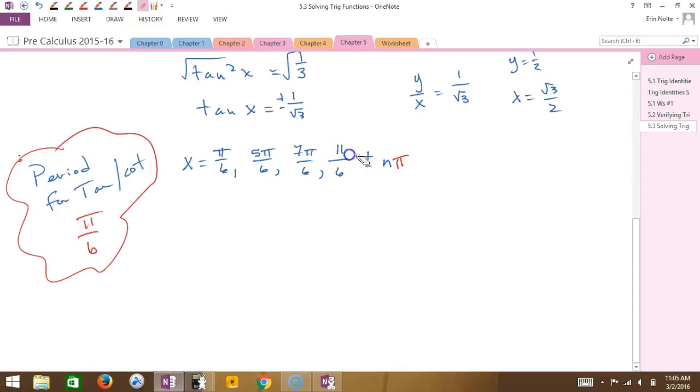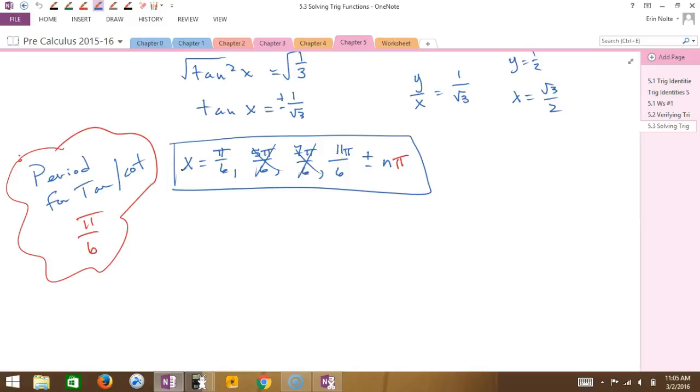Oh, I missed my pi on this, sorry. So which ones? Yeah. Because they can only exist in the first and the fourth quadrants. And it's okay if we use the positive versions because of the idea that this is going in infinite directions. That'll be okay.